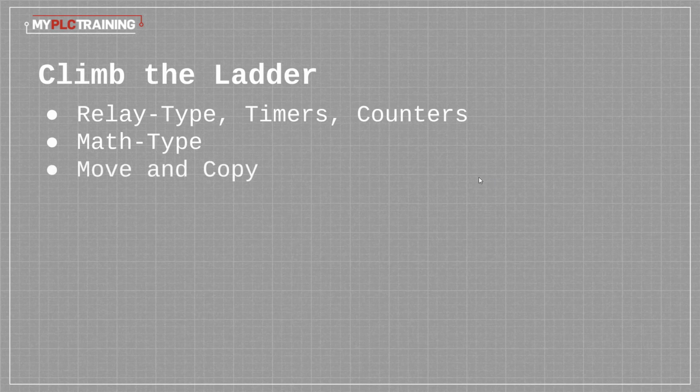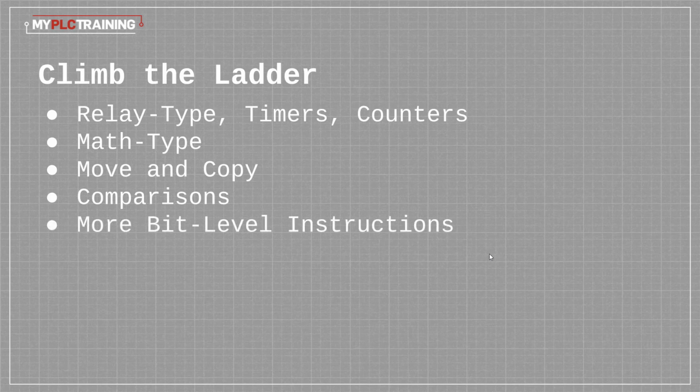Third, we will look at move and copy instructions, which are used to move tags that are INTs, DINTs, or REALs around to different parts of the PLC program or move them to an analog output channel. Next, we will look at comparison instructions like greater than or less than or equal to. These instructions are helpful when you want to trigger an output based on an analog input signal like a tank level sensor. And lastly, we will cover a couple more bit level instructions, including some relay type instructions.